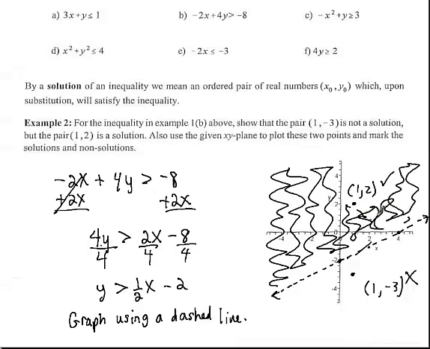Any of these points that we find up here in this region would be an ordered pair, because it's a point on the xy plane. It would have an x and a y, and those numbers would satisfy this original inequality.